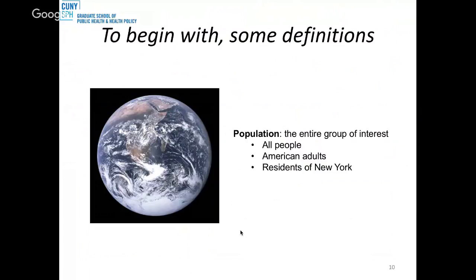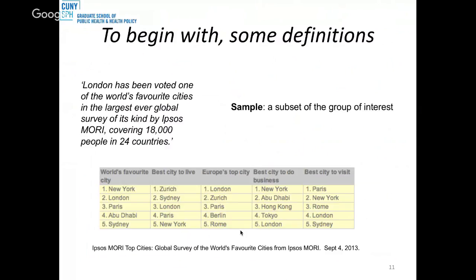Let's start with some definitions now. So I'll be referring lots to populations and samples. And when I say population, I am referring to the entire group of interest. It might not always be obvious what that population is, but it's an important thing to know, because when you perform inference, you're performing inference about that population, whether it is everyone in the world, adults in the United States or residents of New York. It is that entire group of people who you would like to study.